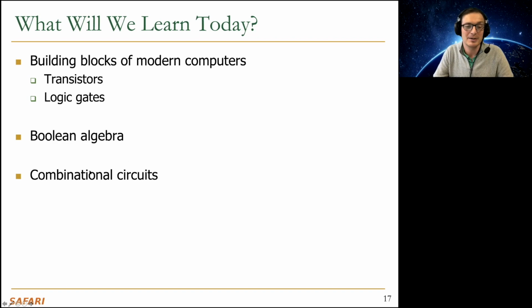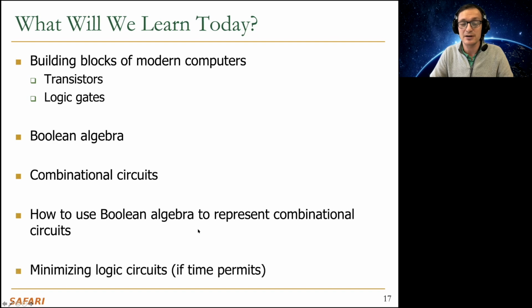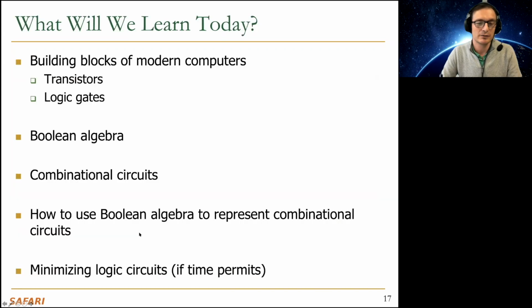And then we're going to talk about a bunch of combinational circuits. And we're going to talk about how to use Boolean algebra to represent combinational circuits and how to minimize them. Well, let's see if we can get to minimizing them today. Hopefully we will, but let's see. But let me give you a high-level overview very quickly today.